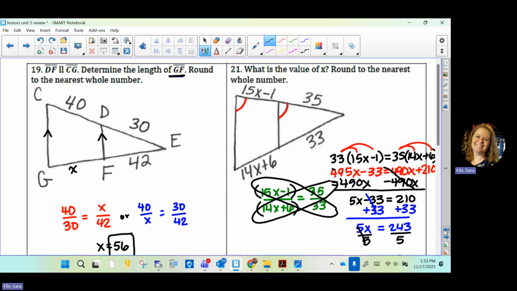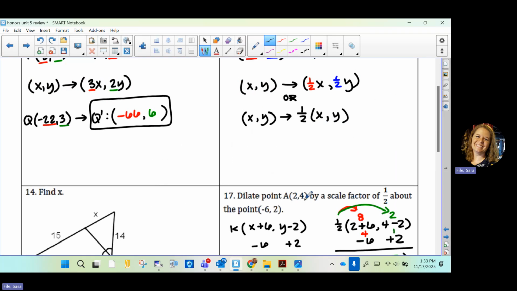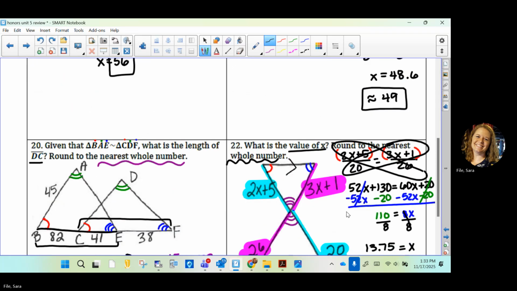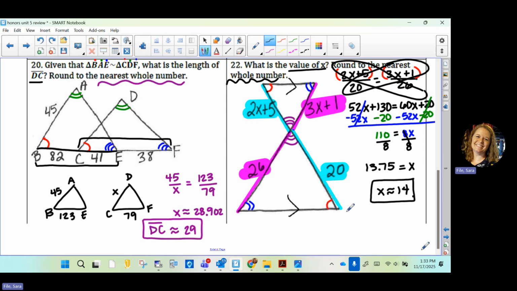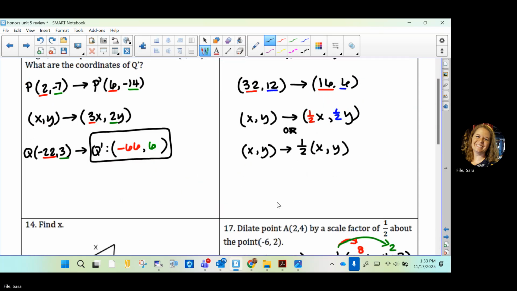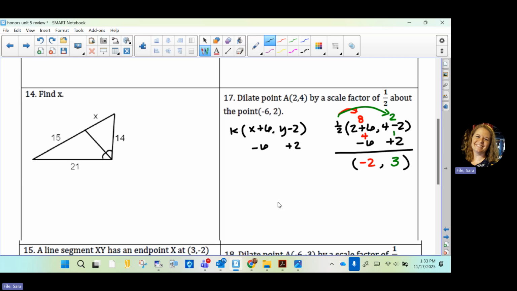All right, let's see what else we've not answered. Number 20 came out to 29 was the nearest whole number. Oh, okay. Let's look at 14.